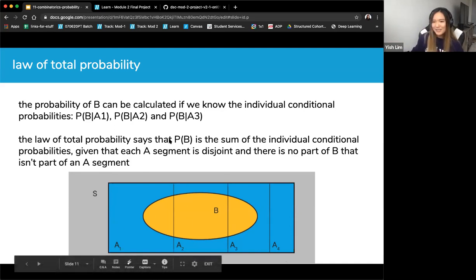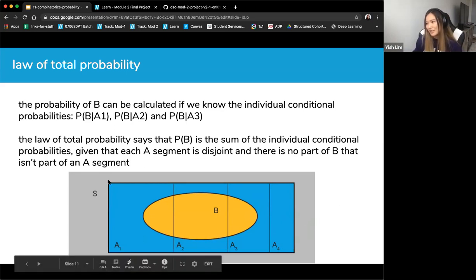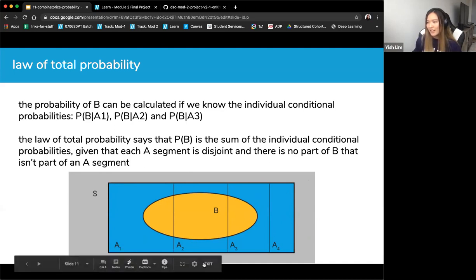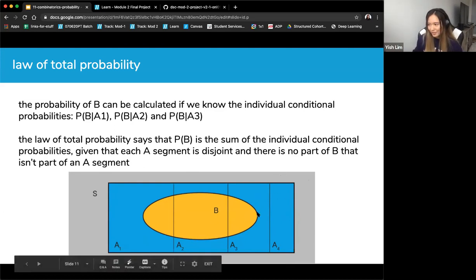So this lower one, I know it's a little confusing because it's not just bubbles anymore. But basically what they did is they took the entire sample space and just split it into 4 rectangles. So there's A1, A2, A3, and A4. And A1, 2, 3, and 4 add up to our sample space. And then overlaid on top of that, there is B.